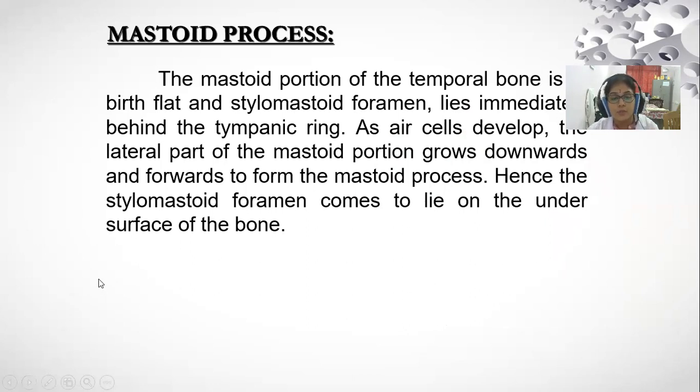So your mastoid process is not present at birth. It is developed later. The mastoid portion of the temporal bone is flat at birth, and the stylomastoid foramen lies immediately behind the tympanic ring. As air cells develop, the lateral part of the mastoid portion grows downwards and forwards to form the mastoid process. Hence, the stylomastoid foramen comes to lie on the undersurface of the bone as the child grows.